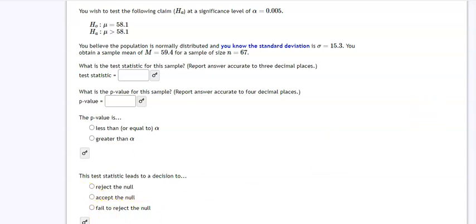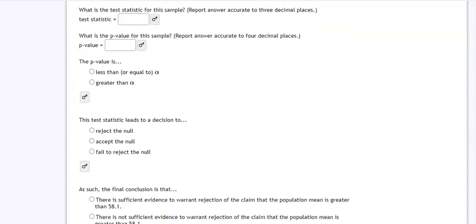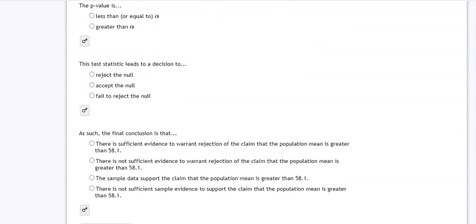And if we fail to reject, that means there's not enough evidence to accept that alternate hypothesis. So if we look among ours to find where there's not enough evidence to support the alternate, there's not sufficient sample evidence to support the claim that the population mean is greater than 58.1. So there's not evidence to support our alternate that says that the mean is greater than 58.1. So it would be this last one. So hopefully that will help you with these p-value tests.